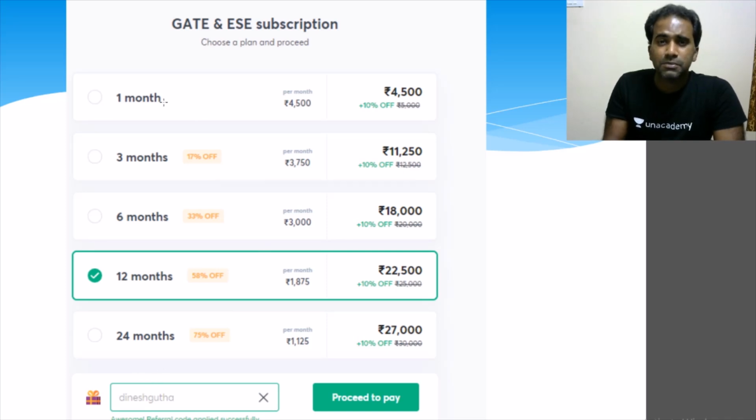You can take a subscription for any number of months: 1 month, 3 months, 6 months, 12 months, even 2 years. Based on your requirement, you take the subscription for the number of months that is suitable for you. One more important thing is that the EMI facility is also available. Let's say you're taking a one year subscription. You can pay the fees in equal monthly installments over 6 months or 1 year, maybe every month 2000 or 4000. That facility is also available.